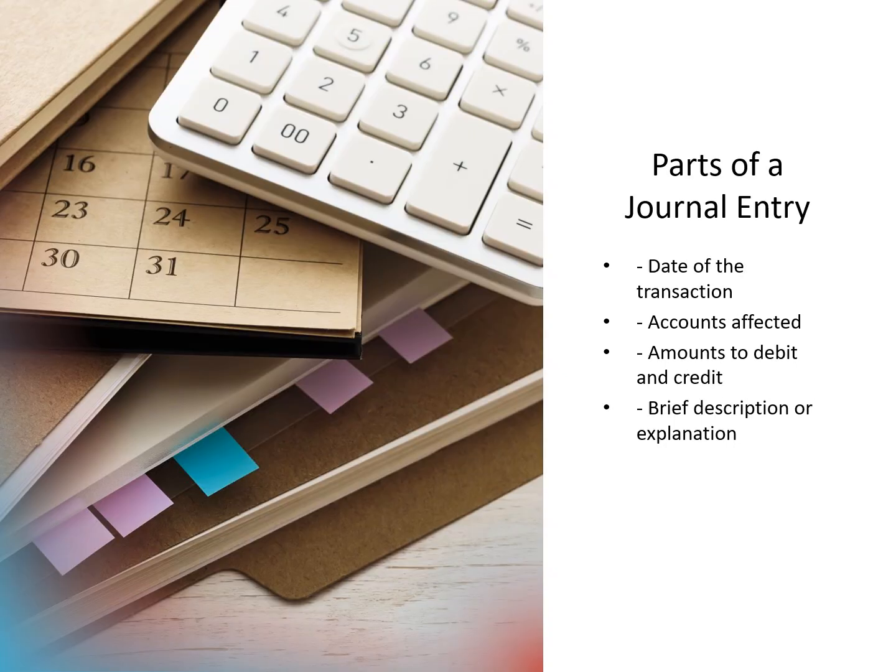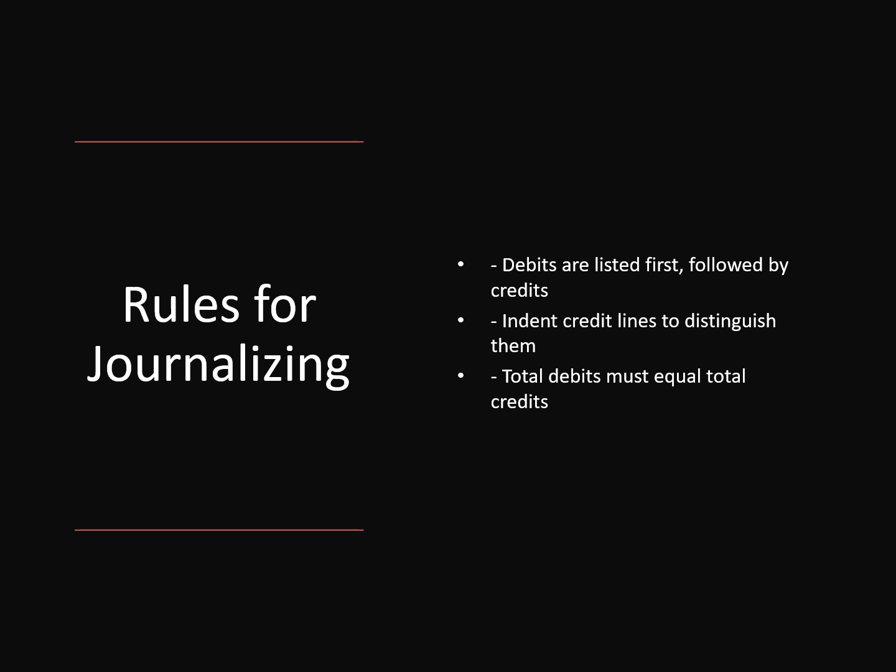Each journal entry includes the date of transaction, the accounts being affected, the amounts to debit and credit, and a short description of what happened. So here are the basic rules. The debit is always listed first, and the credit is written underneath and indented. Debits must equal credits, no exceptions. Following this format keeps your journal organized and consistent.